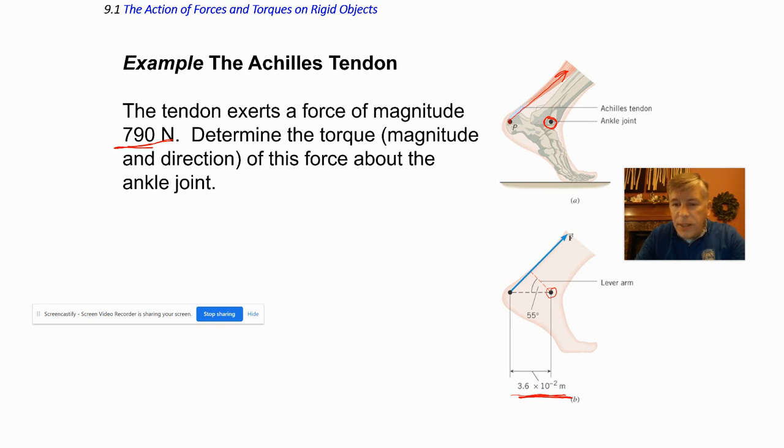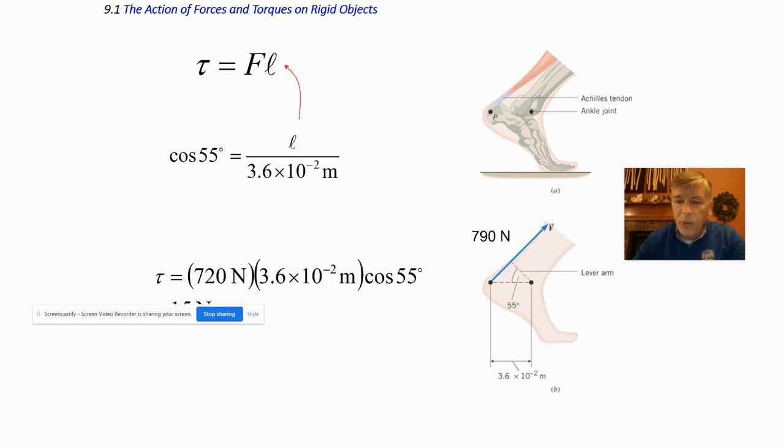Now, as I look at it, however, you can see from this picture that even though this is the distance between the pivot point and the ankle, that's not actually going to be my lever arm. My lever arm is going to be this little distance up here because my tendon is pulling in that direction. So as I get ready to actually solve this, the first thing I have to do is figure out what that lever arm is.